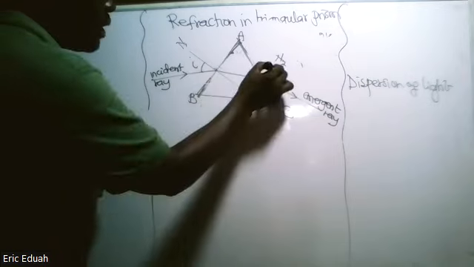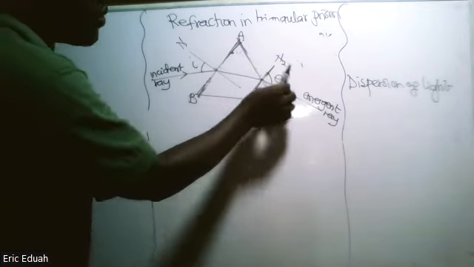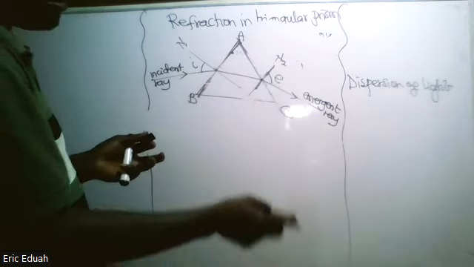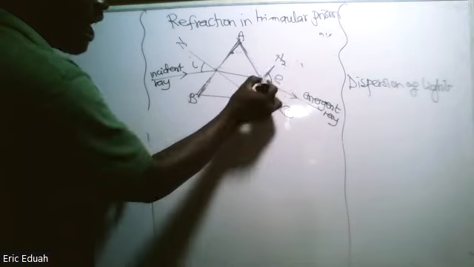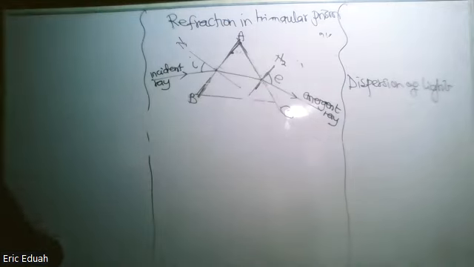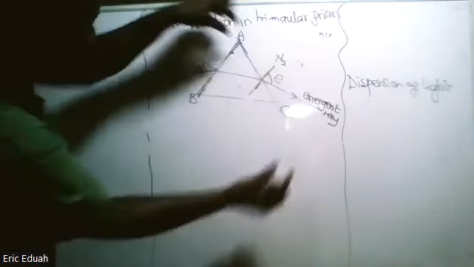This is the normal. Once the ray is coming from glass to air, it will deviate away from the normal. This is the normal, N2. It will deviate away from the normal. That's why this is widening.